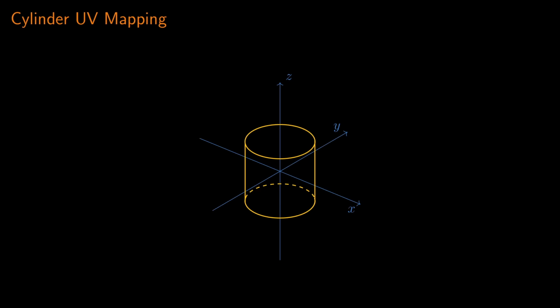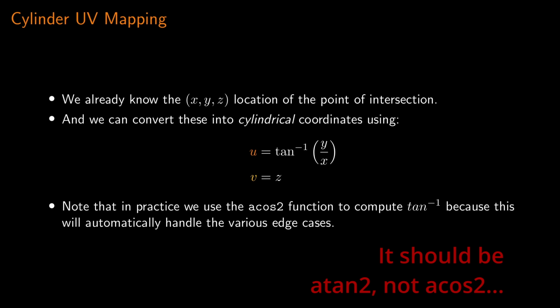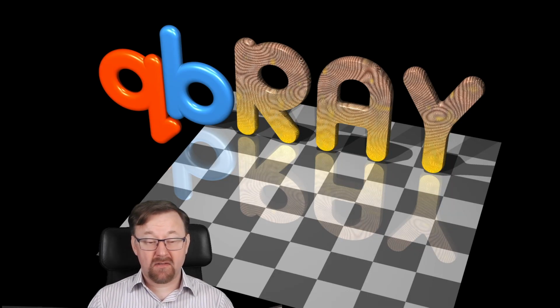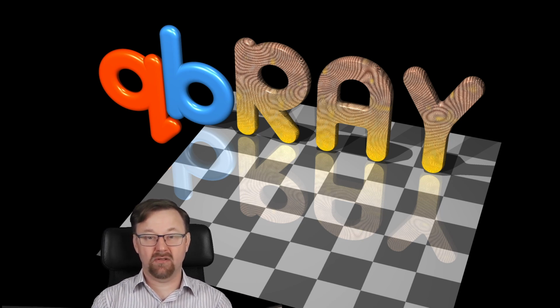Okay? For a cylinder, really very much the same. We have a cylinder defined about our origin, and then simply we can express any position there by the angle theta, the radius r, and the dimension z. So pretty straightforward. We already know the x, y, z, so to convert into cylindrical coordinates, we simply take the arctangent of y over x, and we set v equal to z. So u is the arctangent of y over x, and v is equal to z. Note that in practice we use the atan2 function, not arctan as I've written there, because the atan2 function will automatically handle the various edge cases. Okay, so that was a really quick recap of the basic mathematics behind sphere and cylindrical projection.